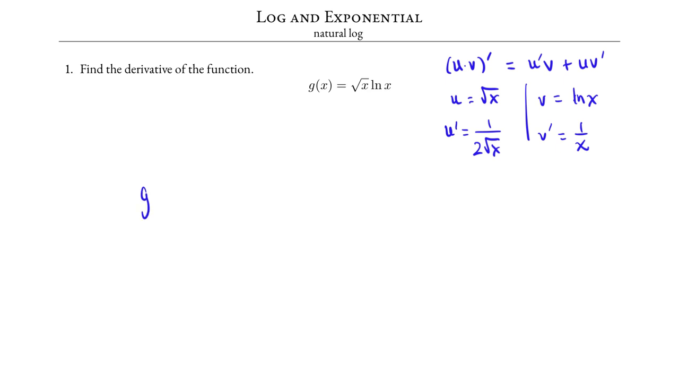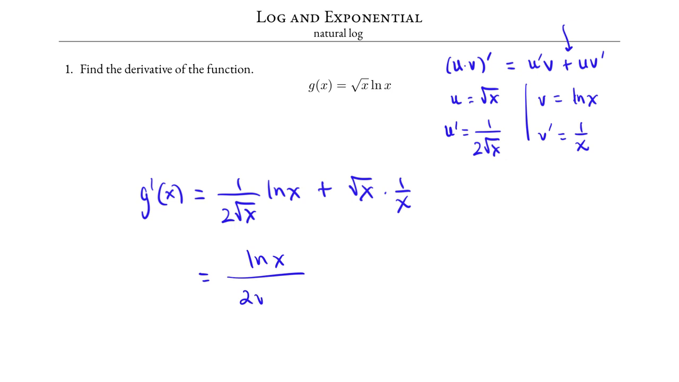Putting these together, we have g prime of x equals u prime, which is 1 over 2 root x, times v, ln of x, plus, don't forget there are two terms in the product rule, u, which is the square root of x, times v prime, but v prime is 1 over x. Simplifying this, we have ln of x over 2 square root of x plus the square root of x over x.